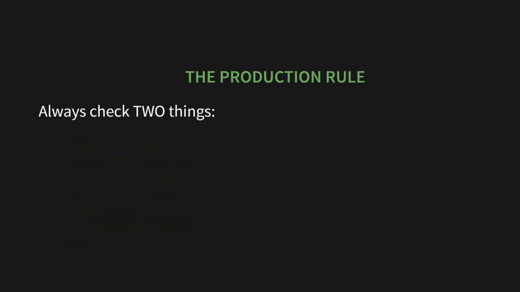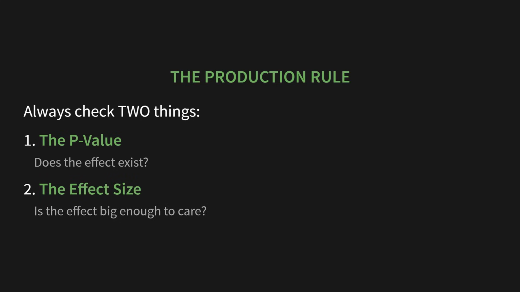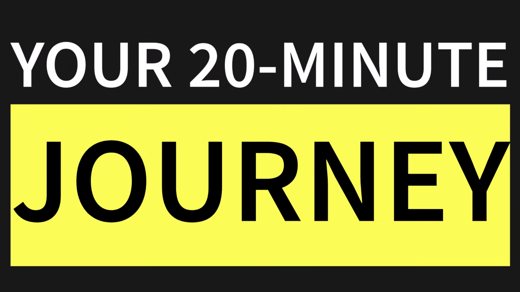This leads to the production rule. You always check two things before making a decision. First, the p-value. This tells you, does the effect actually exist? It's about certainty. Second, the effect size. This tells you, is the effect big enough to care about? It's about magnitude. A good decision requires both. And with that, your 20-minute journey is complete.